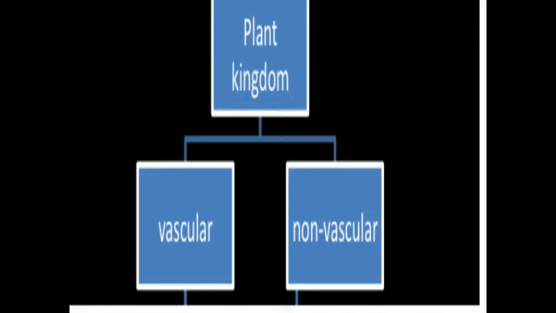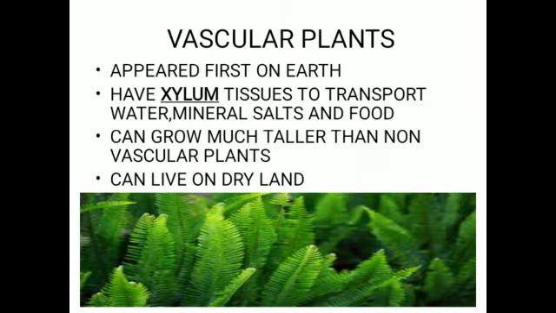As I told you, we need to select one characteristic or property for the division. So here we have chosen the availability of xylem tissues or tubular system for the classification. On one side vascular plants are classified, on the other side non-vascular plants. Now we go in detail about vascular plants.